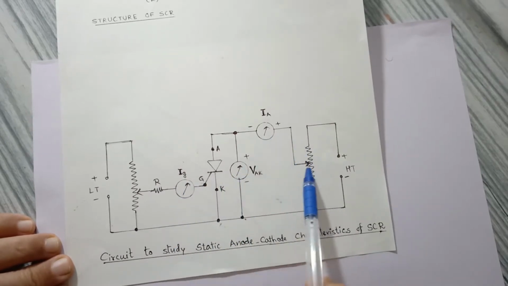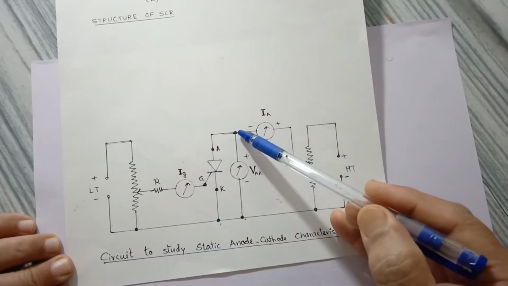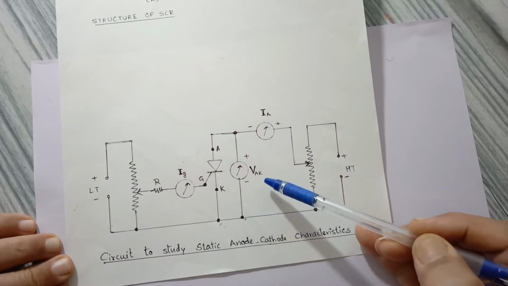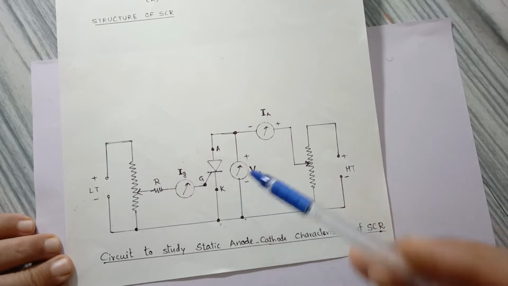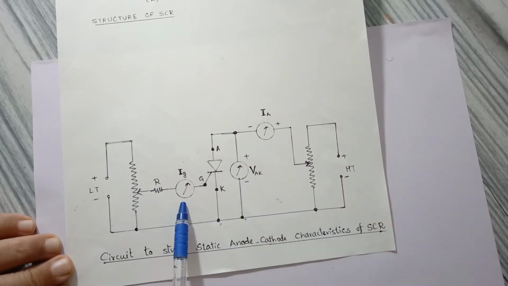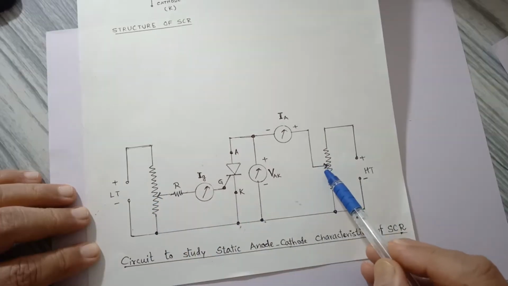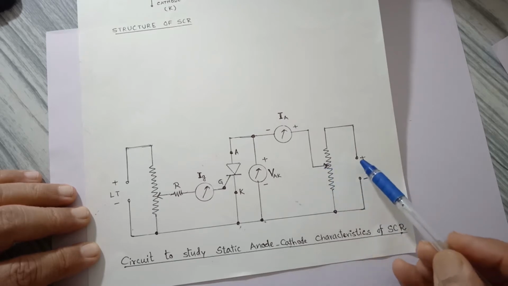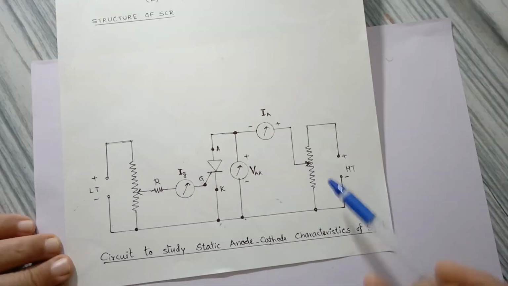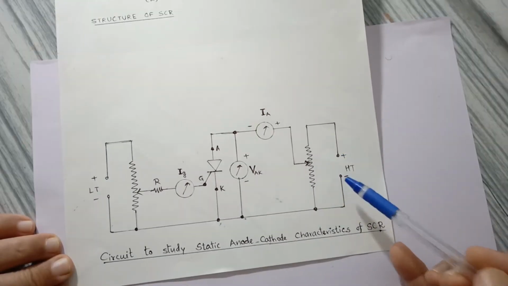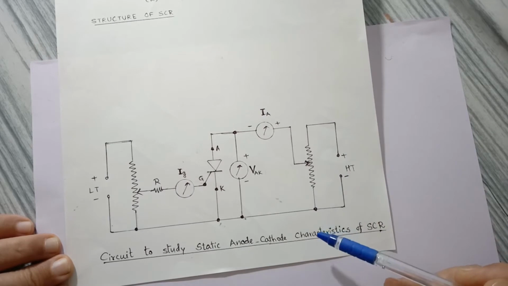This meter will read the anode current if any. The voltmeter is connected across anode and cathode to check the voltage across the SCR, VAK, and this will read the gate current. So by varying this point we are able to change the gate current, and by varying this point we can change the anode to cathode voltage. By reversing this polarity we can reverse bias the SCR.